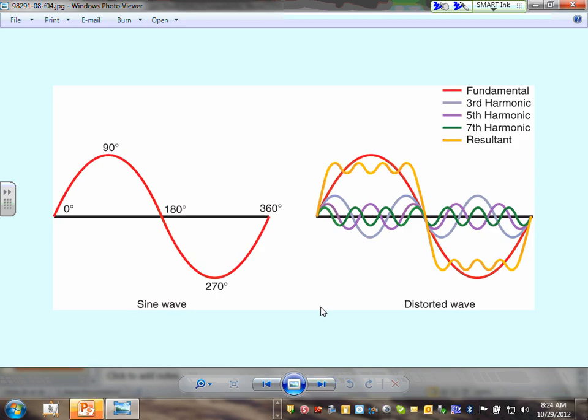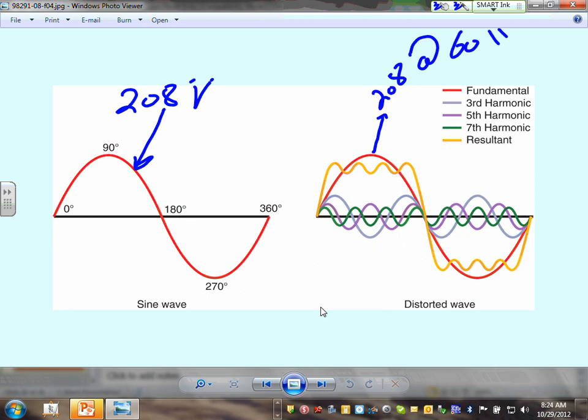Okay, this is what I want to show you guys. This is how you want your system to be. This is your 208 voltage. Here's my 208 volt, right? This is your 208 volt signal. One signal out of 60 signals, right? If you have harmonics, look how the harmonics, here's my 208. This is my 208 at 60 hertz.